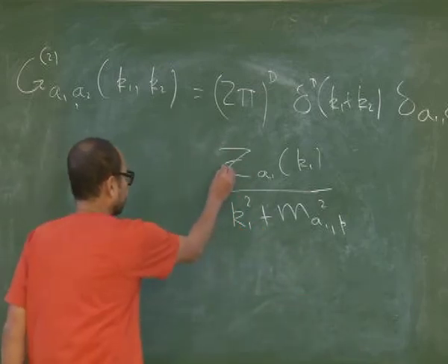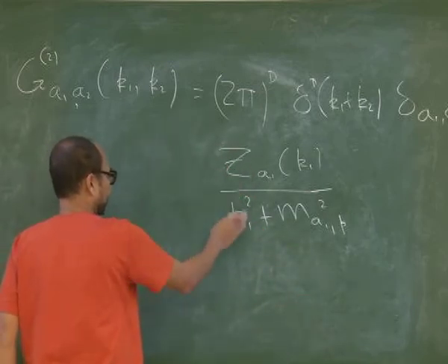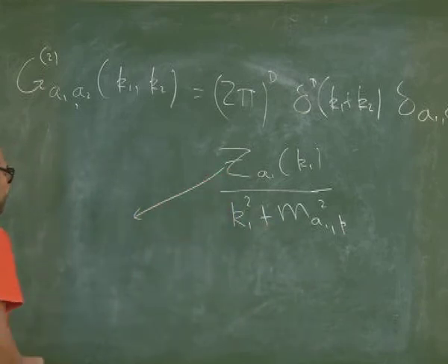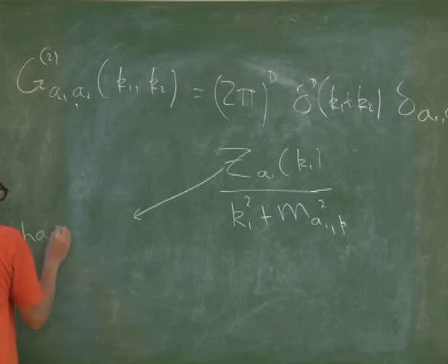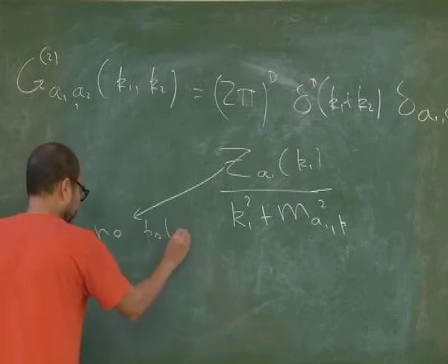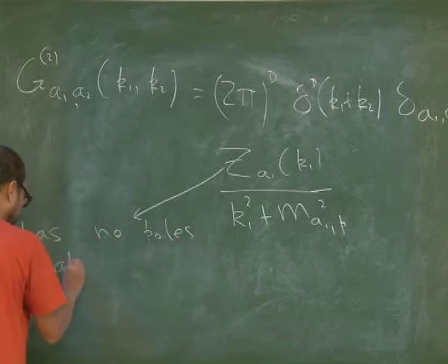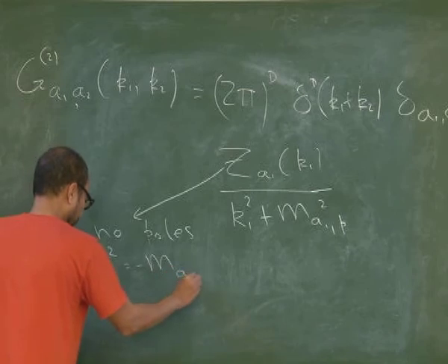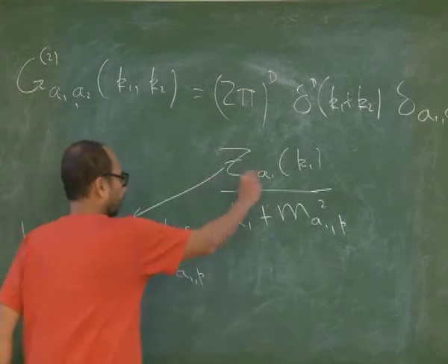So this defines Z and m_a1^p. Okay, so this is required to have the property that it has no poles or any kind of singularity at k1^2 equal to minus m_a1^p squared. So this is a perfectly smooth function.